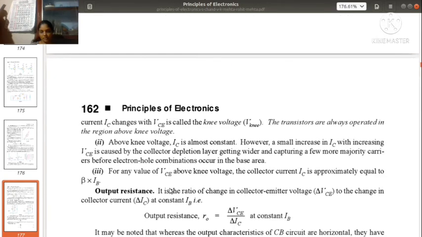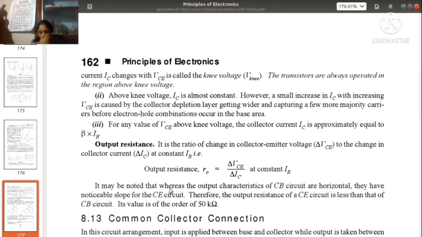The transistors are always operated in the region above this knee voltage. Above the knee voltage, IC is almost constant, as is clear from this graph. However, a small increase in IC with increasing VCE is caused by the collector depletion layer getting wider and capturing a few more majority carriers before electron hole combination occurs in the base area. So that's what is happening there.